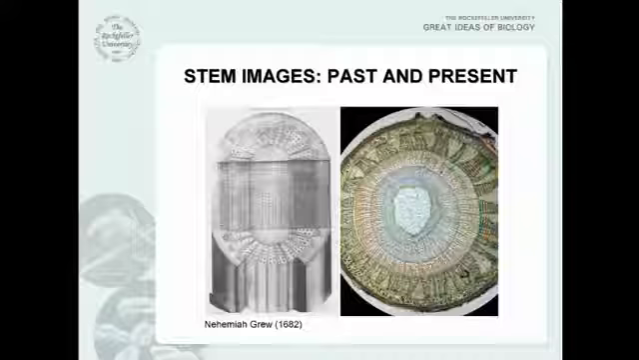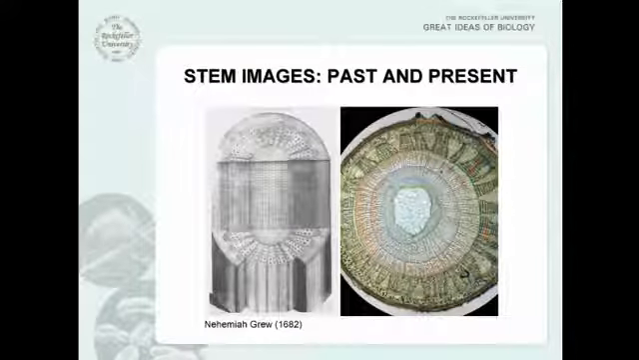And within a few years, this is 1665, you saw images like this. This is 1682, so only a few years later. And it's a section of a vine plant drawn by Nehemiah Grew, who was a fellow of the Royal Society as well, and an MD.